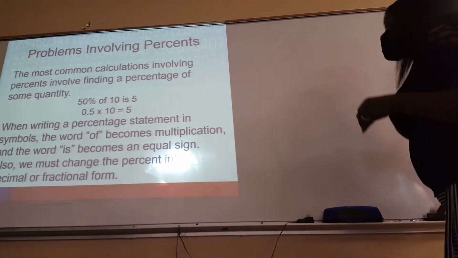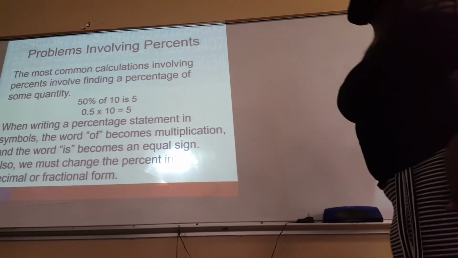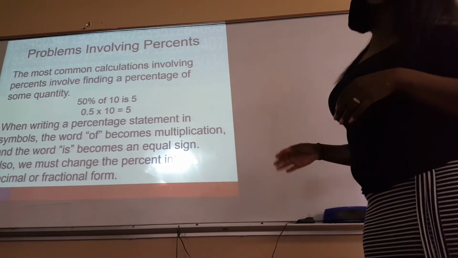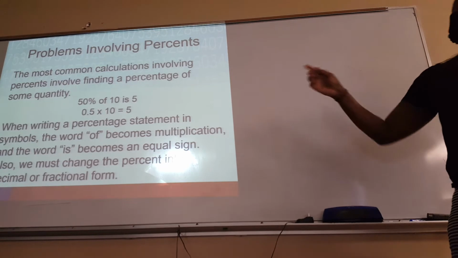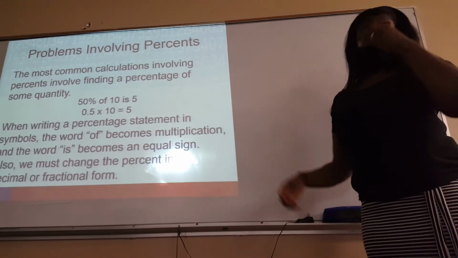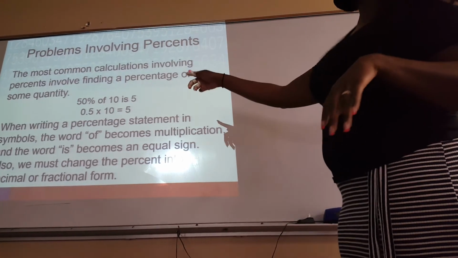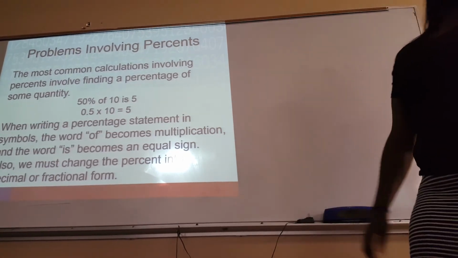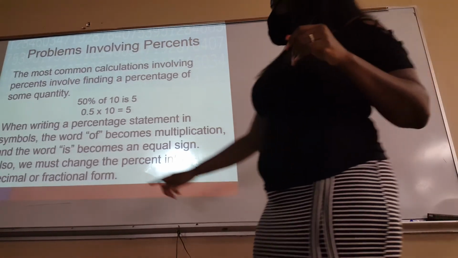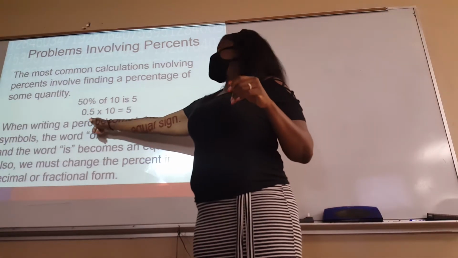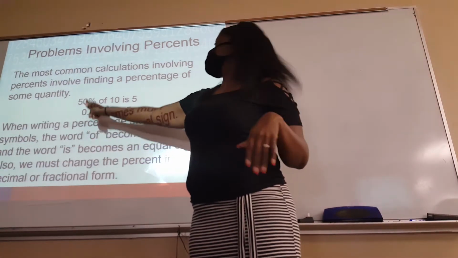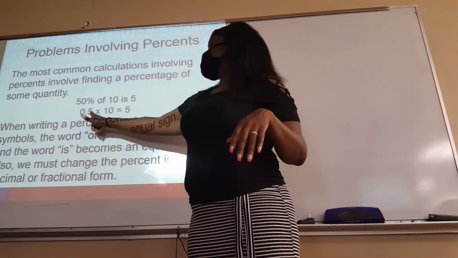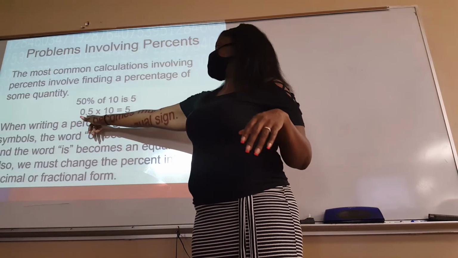So here it says the most common calculations involving percents involve finding a percent of some quantity. So what they give us as a word problem, or to read from left to right, 50% of 10 is 5. If you notice right under it, the first thing that happened was they changed 50% to a decimal. Remember, all we did was what? You dropped the percent sign, moved 2 places to the left, and we got 0.5.